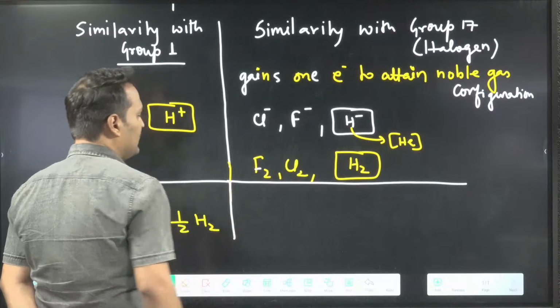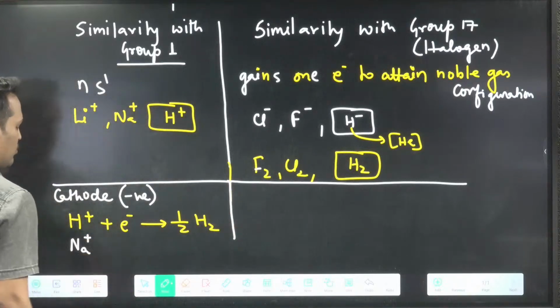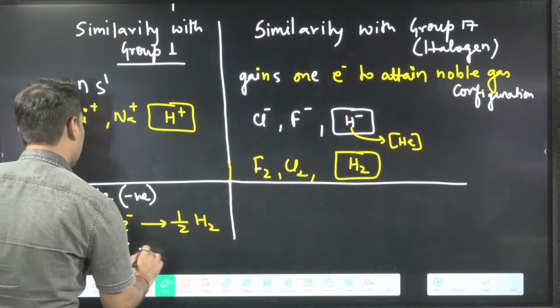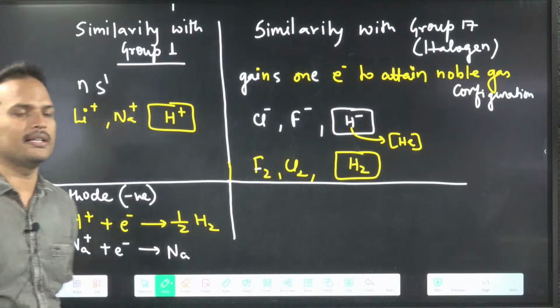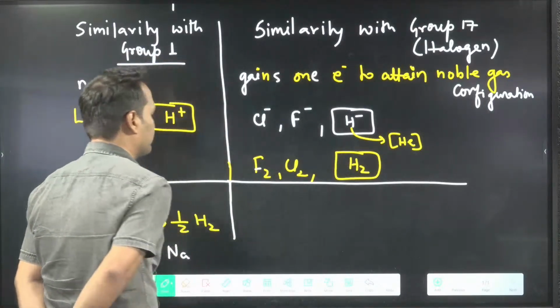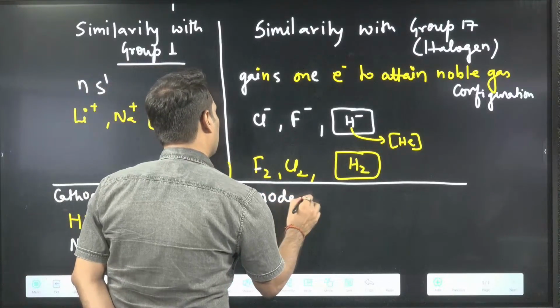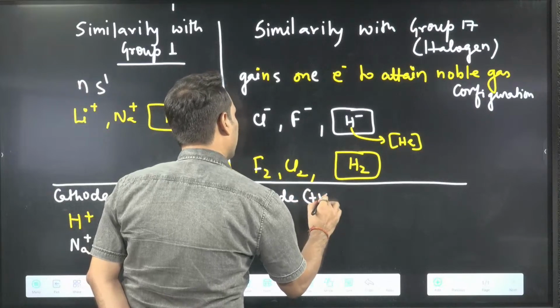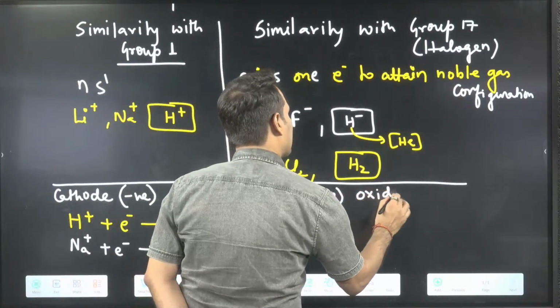Whereas in the other part, suppose you want to get sodium, you will do the same thing. Sodium is also a cation, it will take 1 electron and it will become sodium like this. So like alkali metal, it is obtained at cathode by reduction. Okay, like alkaline earth metal, do you know what is the sign of anode? Positive. What happens at anode? Always oxidation happens at anode.